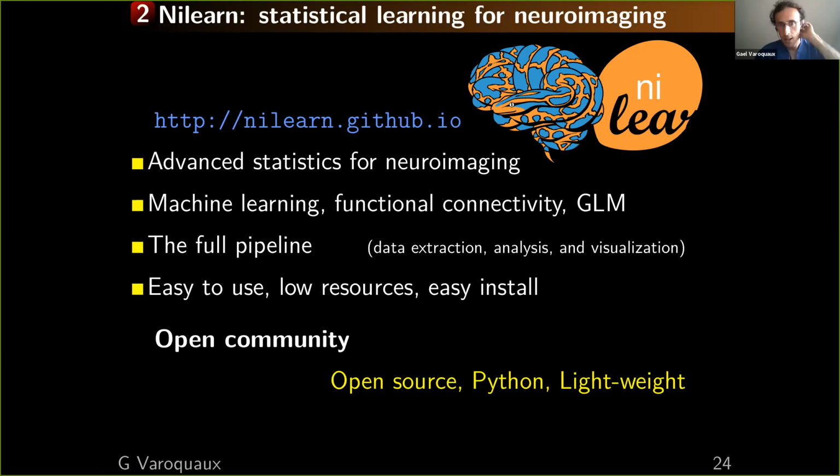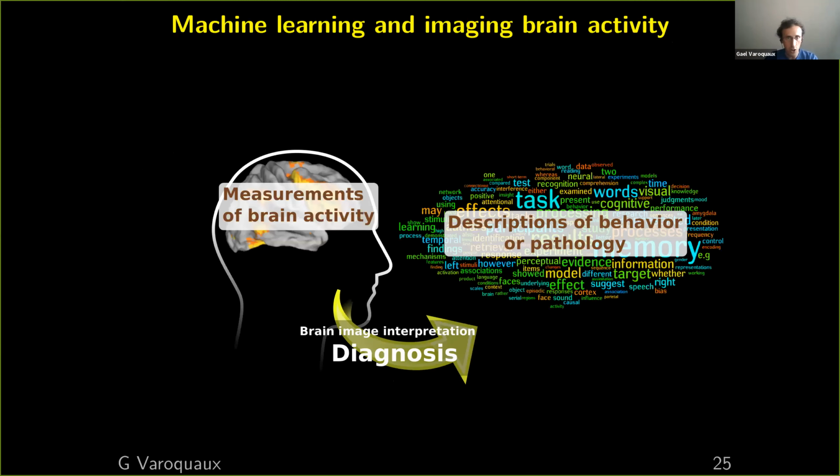Okay, so I'm going to wrap up on this part to take a step back. I've talked about decoding, going from measurements of brain activity or brain images to descriptions of behavior and pathology.